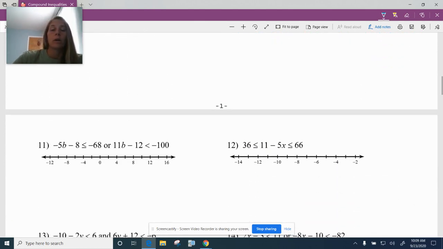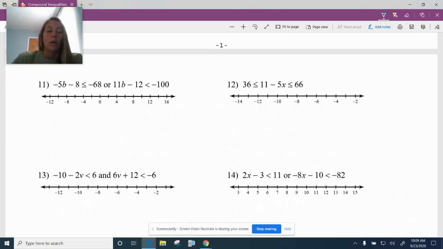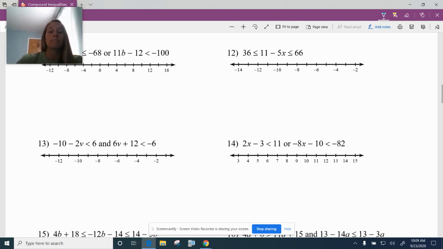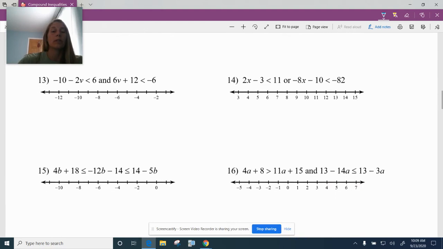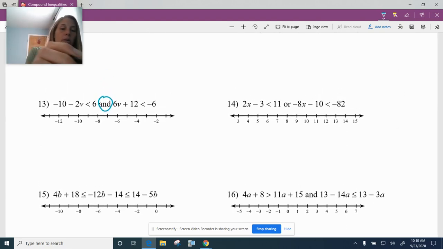So we're going to go on to the back now. I'm going to do a few more. Okay, so let's take a look at number 13. Number 13 is a little bit interesting because instead of writing it into that one form where just the variables in the middle, they set it up with the and word like that. So it's a little bit different. So I'm going to actually do that up here.